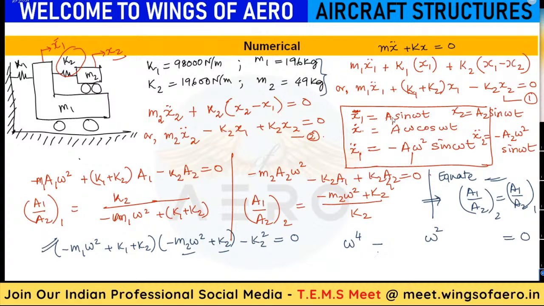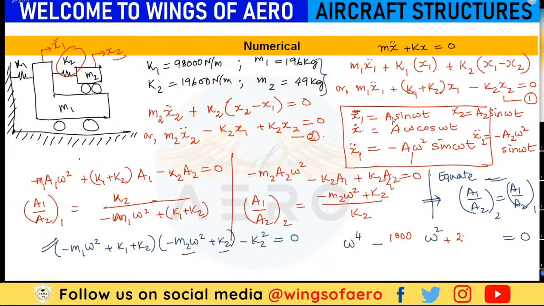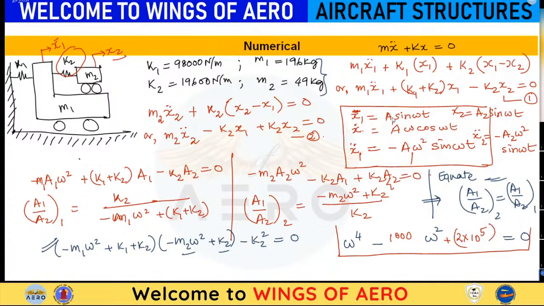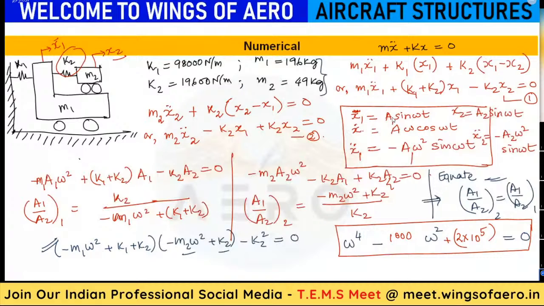That is omega power 4 minus 1000 omega square plus 2 into 10 power 5 equate to 0. Are you getting this equation or not? Please write it down. Are you getting this equation?